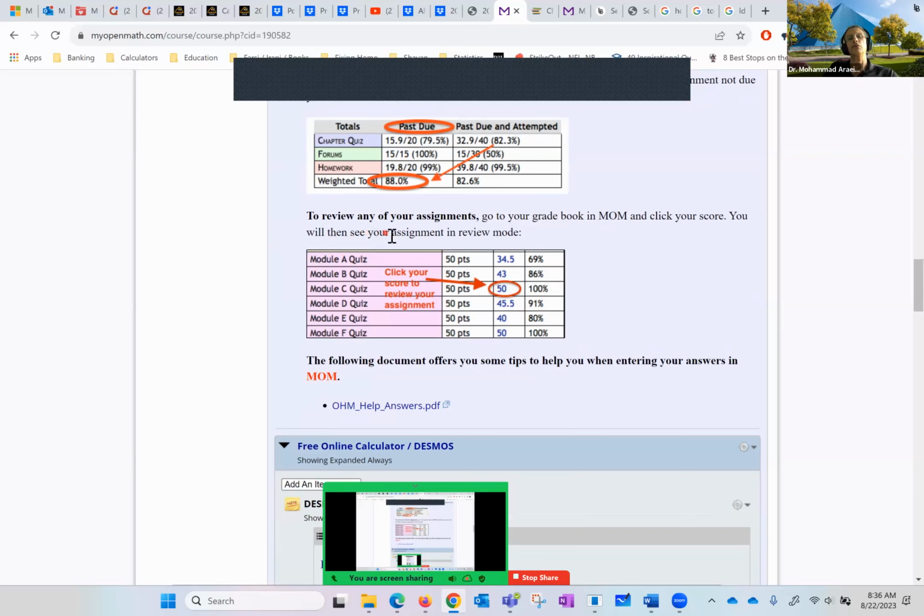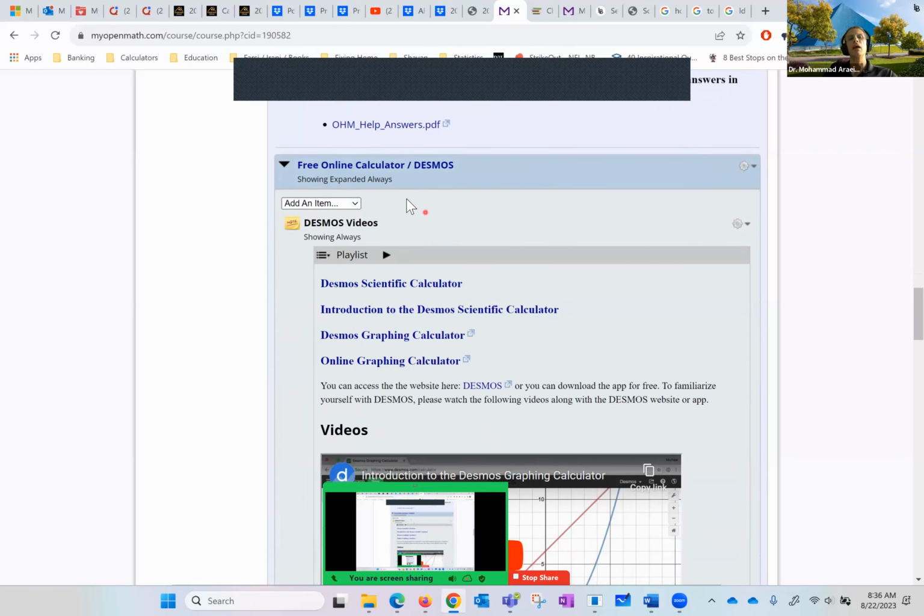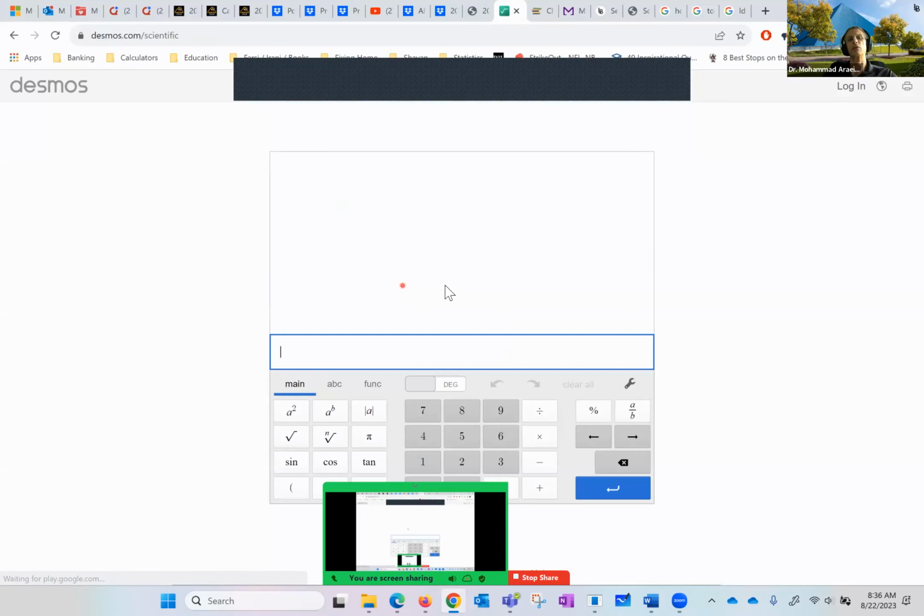How do you review your assignments? Basically, you click on your grade and it opens up in a review mode. More free online calculators. Okay. Desmos, for example, this one is a scientific calculator, which is free.